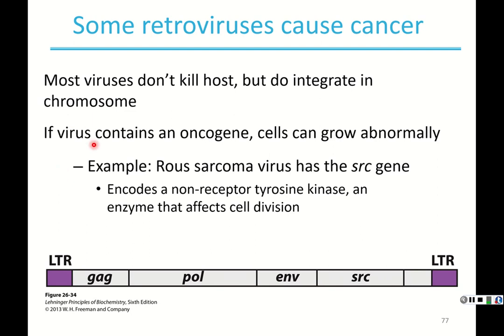If your virus contains what's known as an oncogene, that's something that will make the cell grow abnormally and be susceptible to turn into cancer. So the example here is the Rous sarcoma virus has the SRC gene, and that encodes a non-receptor tyrosine kinase that affects cell division. Right? So this gene in that Rous sarcoma virus will affect the cell division in the cells that it infects.